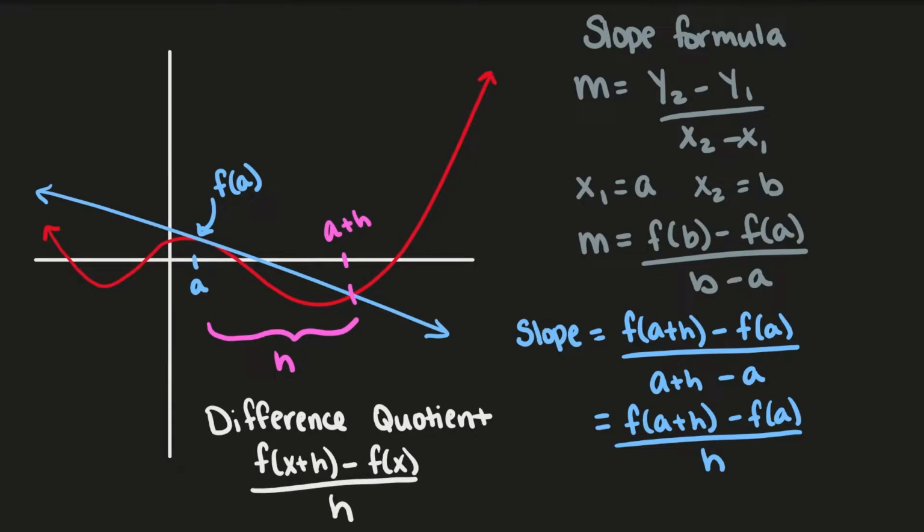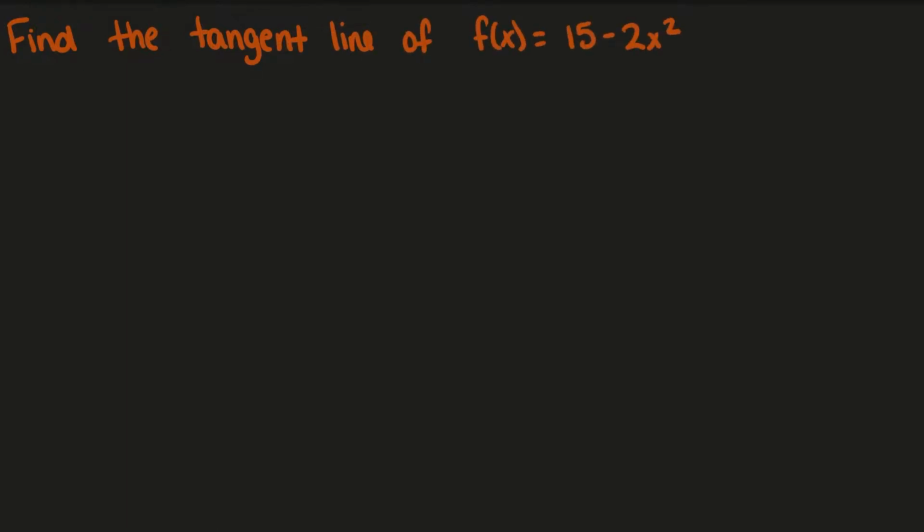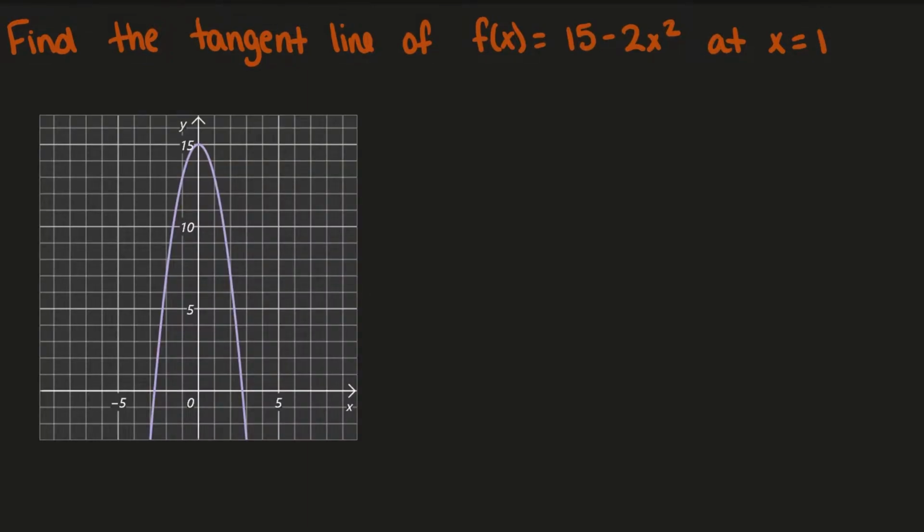So now let's talk about some ways that this can be applied to our function. Let's say we are asked to find the tangent line to a function at a specific point. For example, we need to find the tangent line to the function f of x equals 15 minus 2x squared at the point x equals 1. Okay, so let's consider this graph of f of x equals 15 minus 2x squared. So this is what the graph of that function looks like. And when x equals 1, our y is equal to 13. So we have this point here, which means our tangent line will look something like this.